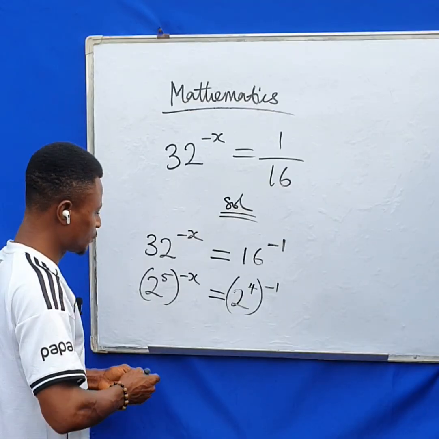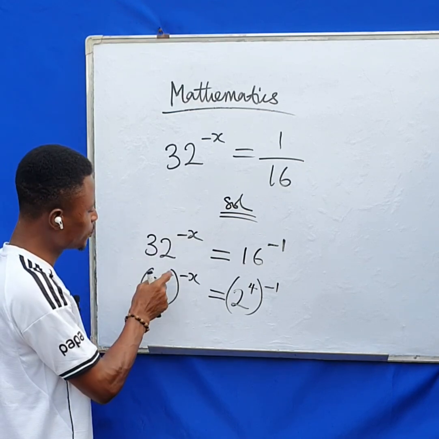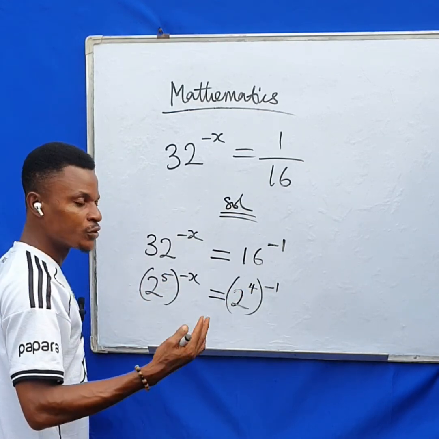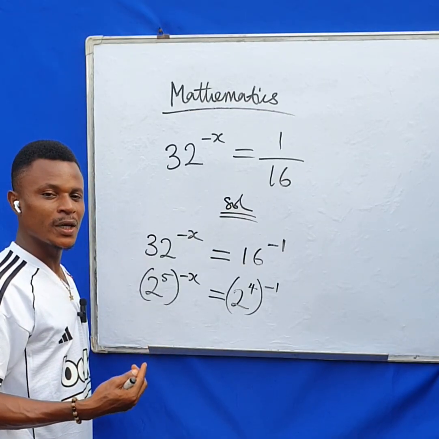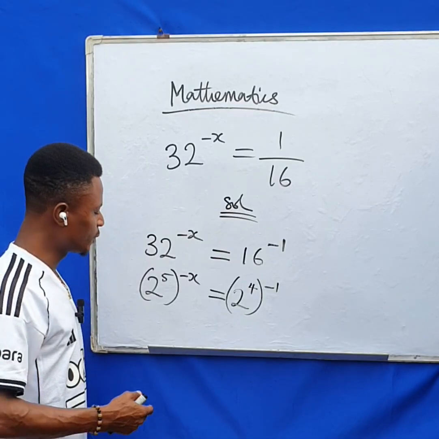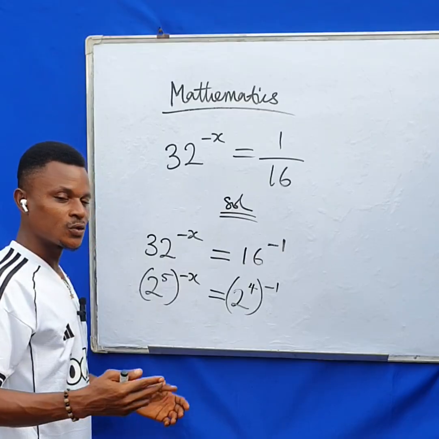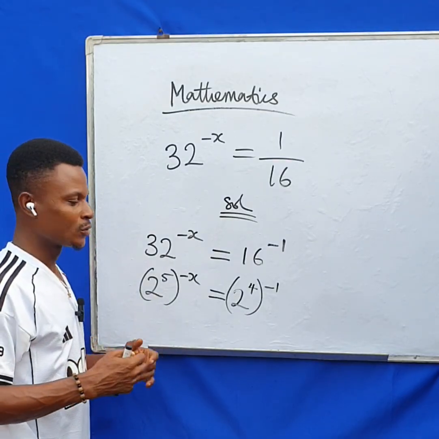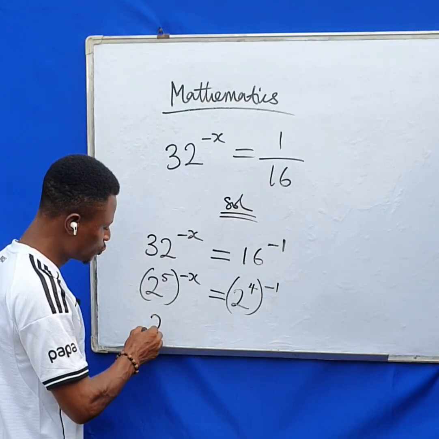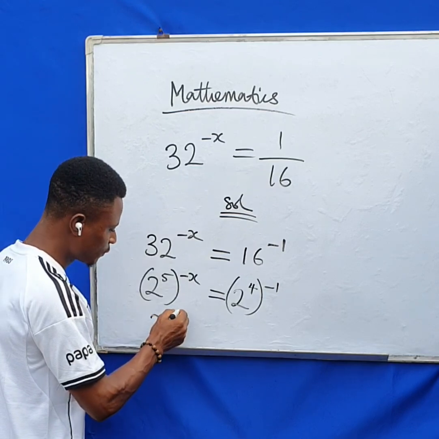If you look at these two sides of the equation, you can see that this number here is raised to 2 powers. This one is also raised to 2 powers. Because they are raised to 2 powers, we are going to apply something called the power law of indices. According to the power law of indices, anytime a number is raised to more than 1 power, just like what we have here, we should simply multiply the powers together. So we are going to multiply these 2 powers together. When we do that, we are going to have 2 raised to the power of 5 times negative x, which gives us negative 5x.